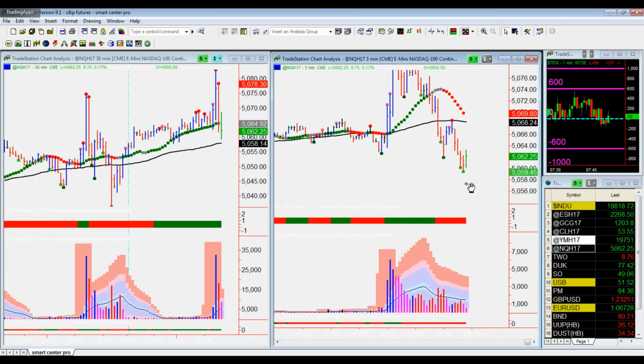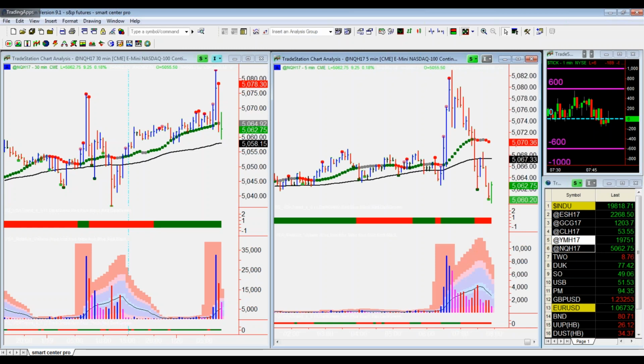As you see, it's been kind of failing. What I'd like to see is a sign of strength on a large time frame. And then within that same time, say a sign of strength shows up on the half hour. Within that half hour, signs of strength show up on the smaller time frames. Smart Center Pro alerts me to that, and I'm a happy trader.